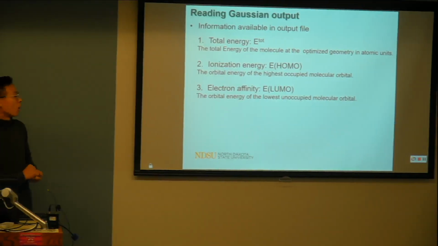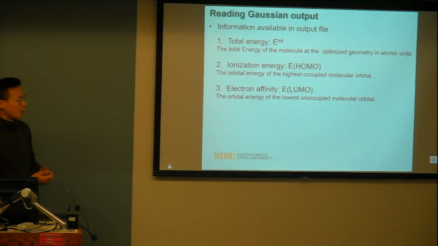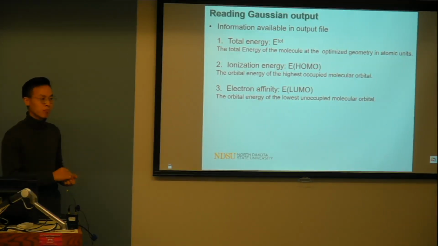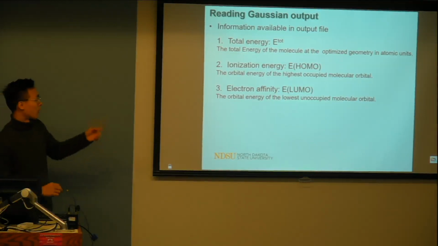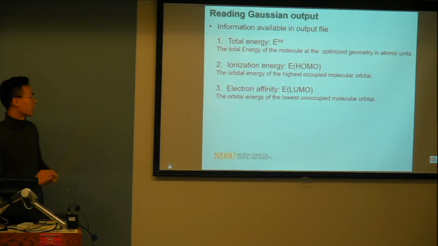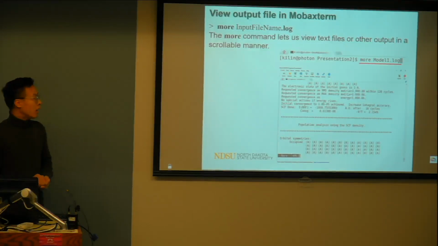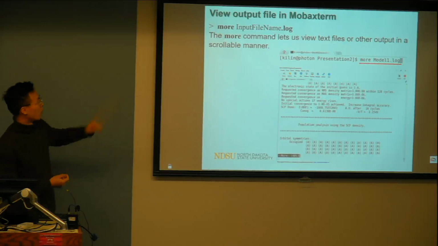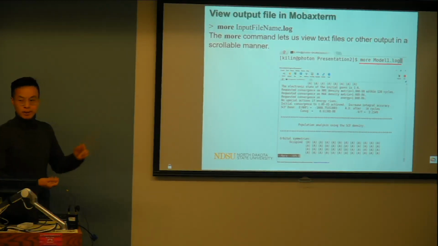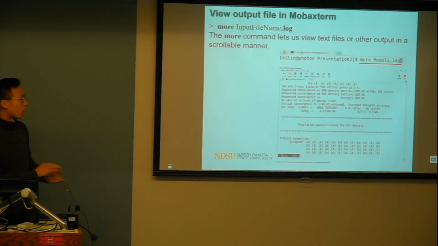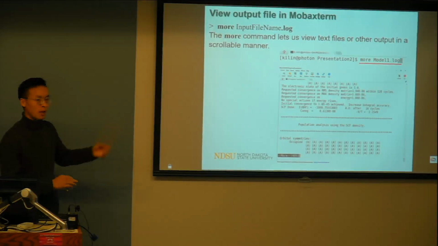The output file contains a lot of information, but today I only focus on the total energy and the ionization energy. Ionization energy we also call the HOMO energy, and the electron affinity we also call the LUMO energy. First, we can use the more command to read the output file. For example, when I run more with the input file name .log and press enter, we get a lot of information displayed on our screen.